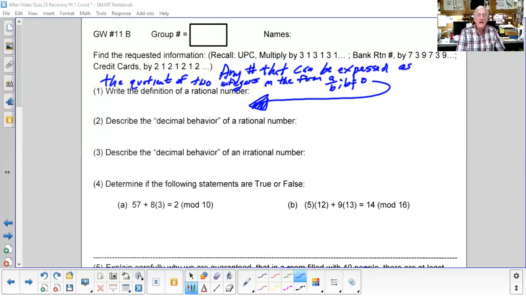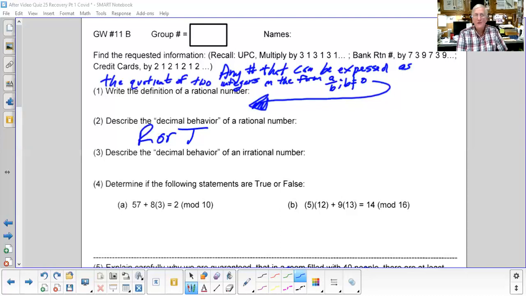Describe the decimal behavior of a rational number. All you really need to write down for me is this: R or T. If you want to say baby afterwards, I don't care. R or T. What does R mean? They either repeat as decimals or they terminate, stop. Remember Arnold Schwarzenegger and the Terminator. That'll help you remember terminate. So the decimal behavior of rational numbers is they either repeat or they terminate.